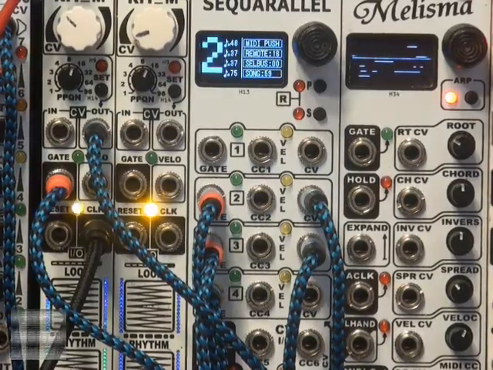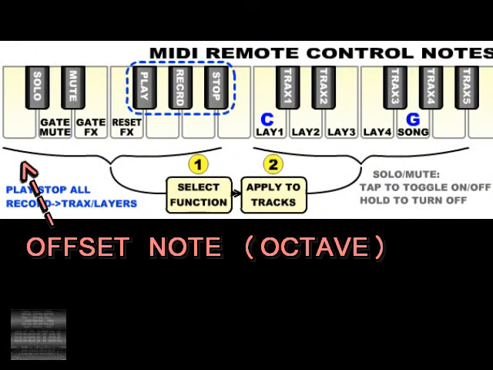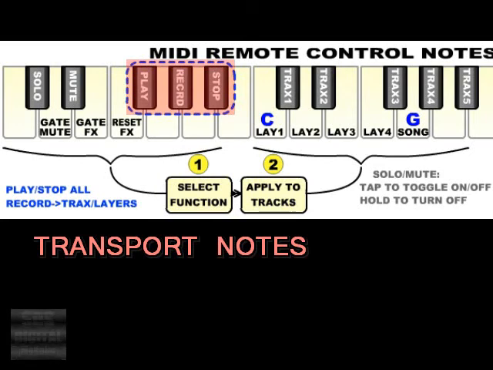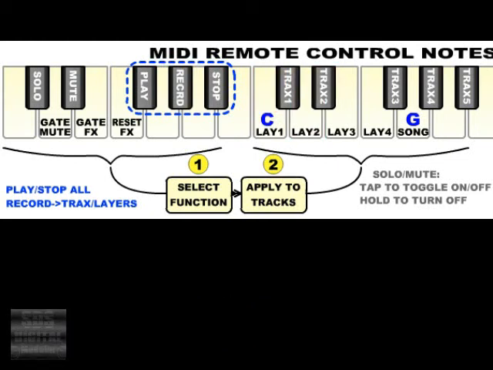If the track remote offset note number is set, these note functions overlay the regular MIDI note remotes. The first set of black keys are for basic transport control, play and stop. Record can be applied to the tracks or layers as if from the panel, but sizes must be set beforehand. This will be covered in the last tutorial on remotes. These functions, once selected, will be applied to the track selected after, perpetually.